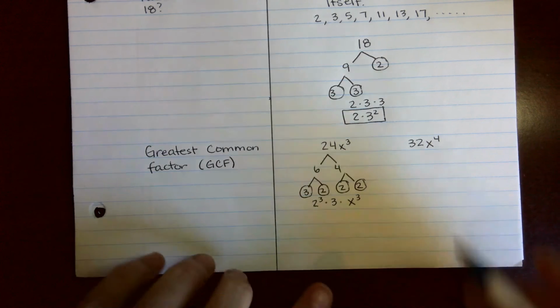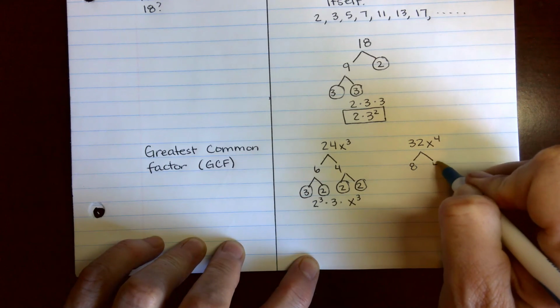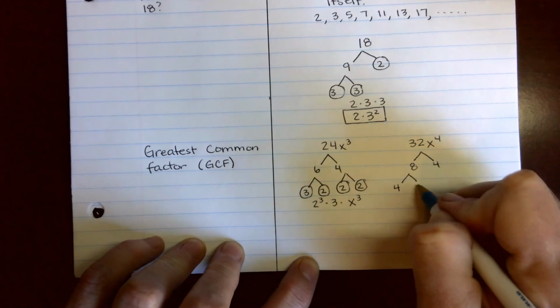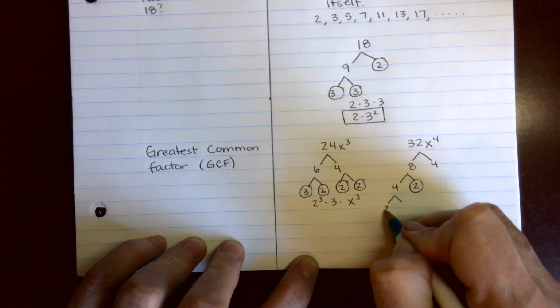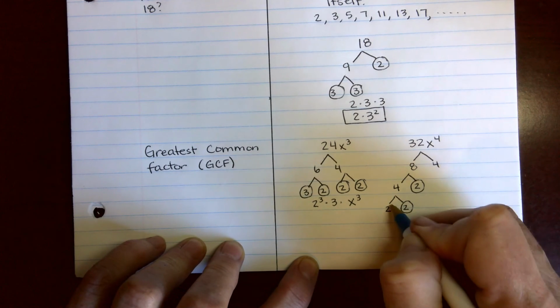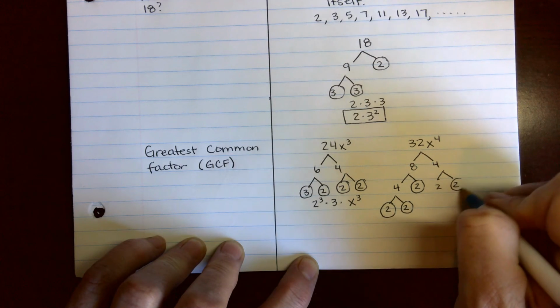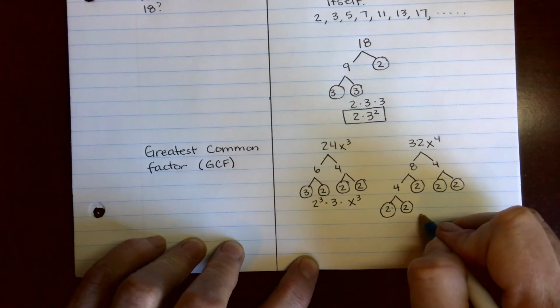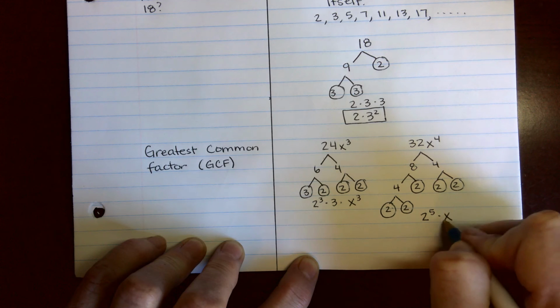Okay, now let's do 32. Okay, so I might go 8 times 4. Neither of those are prime. 4 times 2, prime. Okay, those are prime. Phew, we got 1, 2, 3, 4, 5. So we've got 2 to the 5th times x to the 4th.